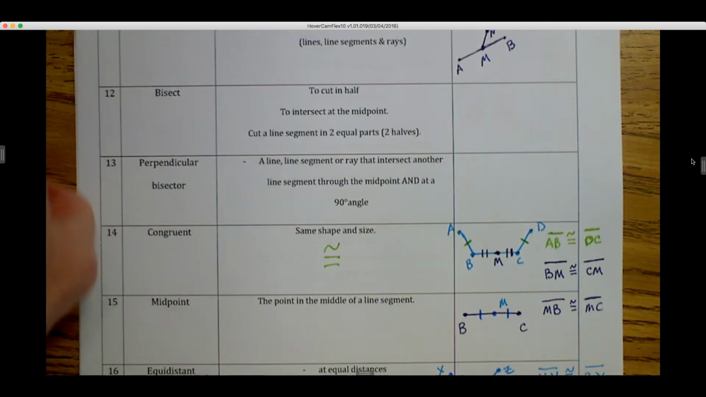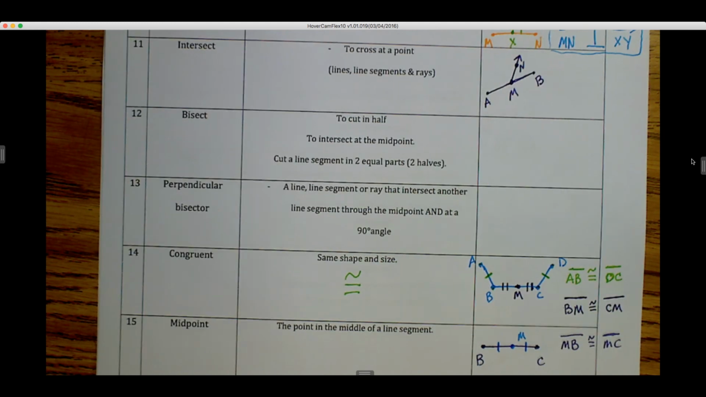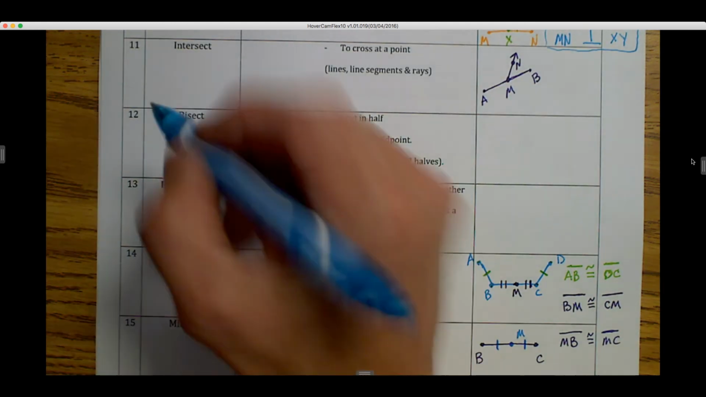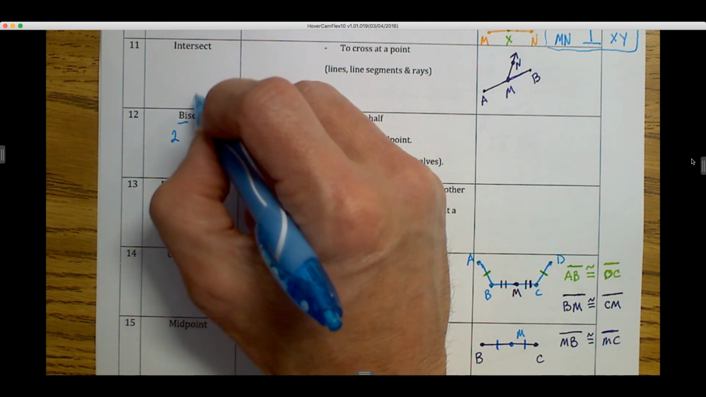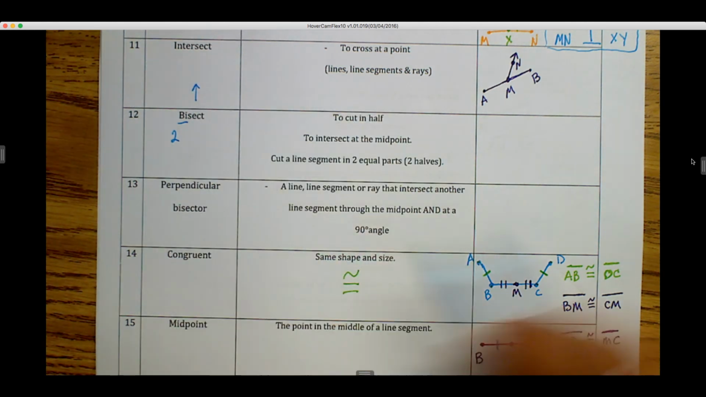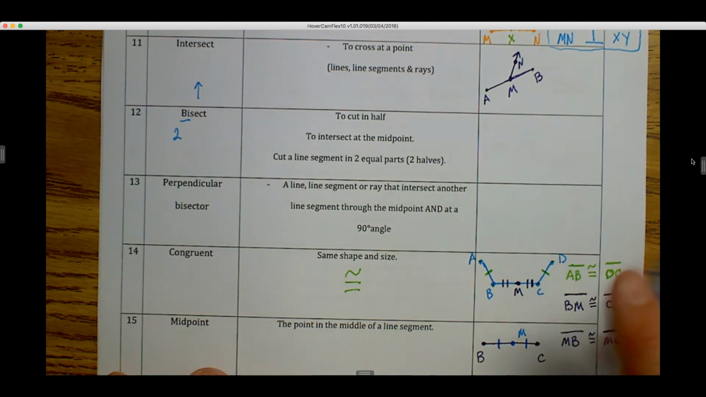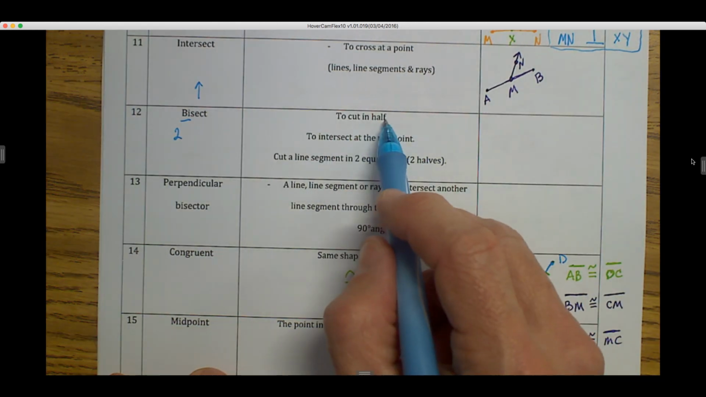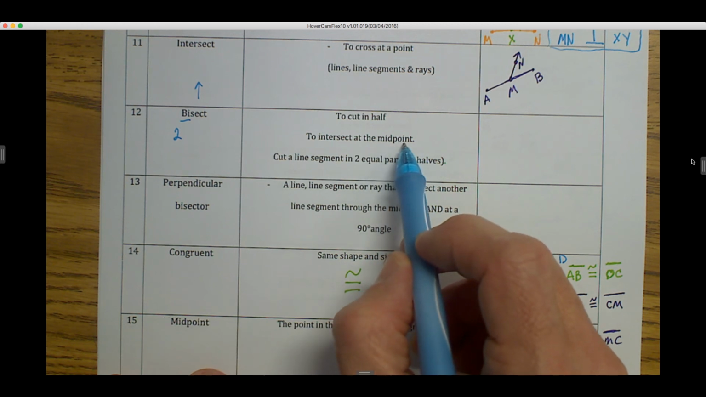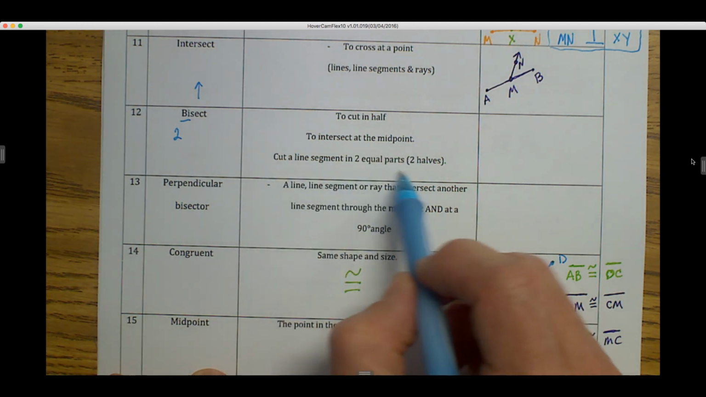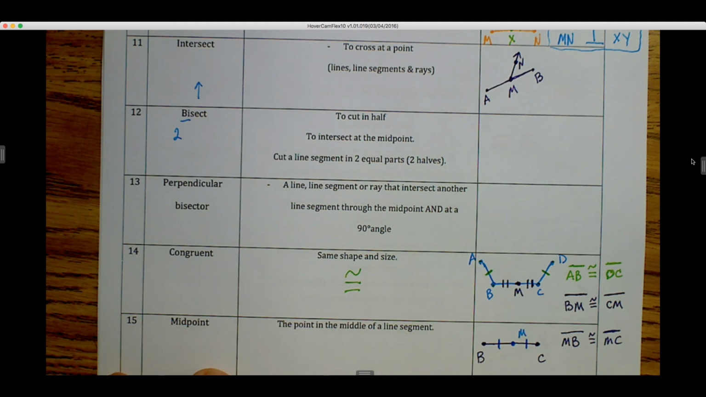I'm going to come back up top here to these two words. We have bisect. The prefix bi means two, and sect from intersect, so to cross at 2. So to cut in half, bisect, to cut in half, to intersect at the midpoint. Well, we know where the midpoint is. To cut a line segment in 2 equal parts.